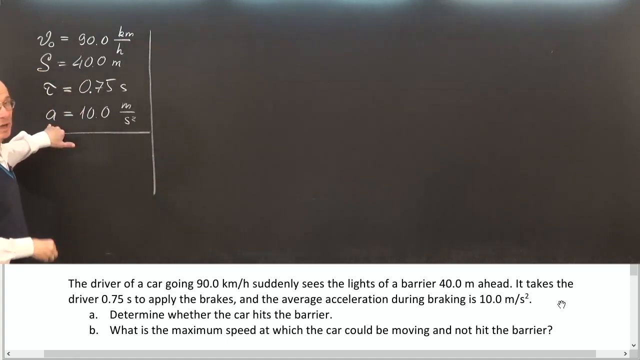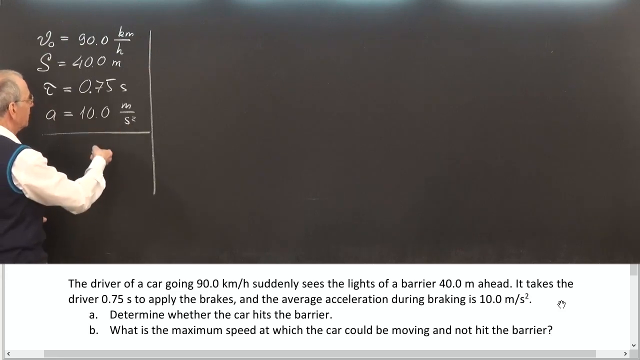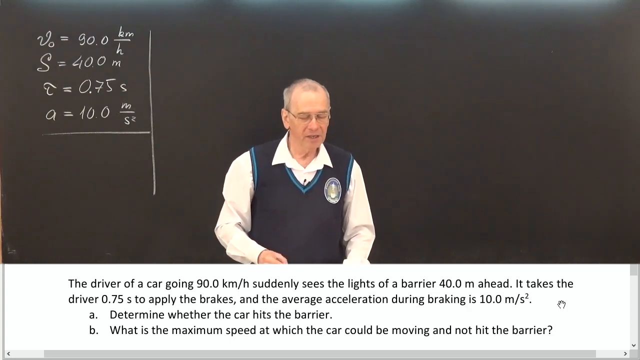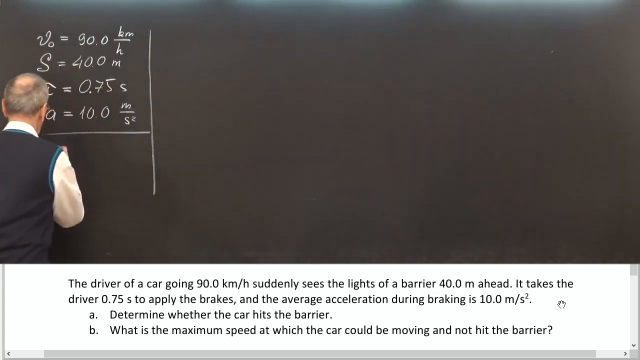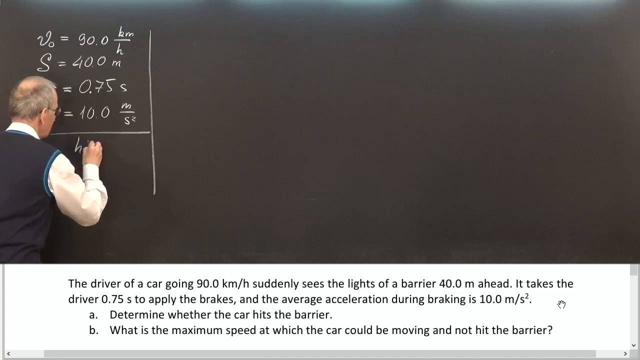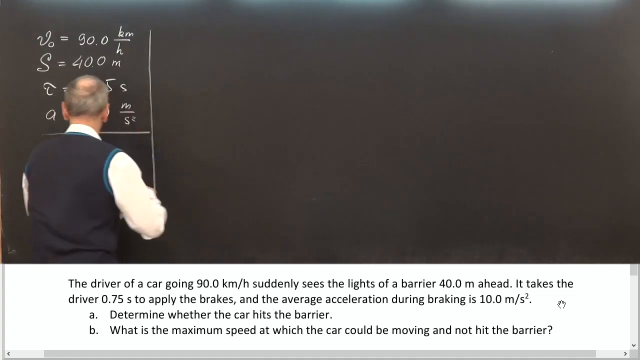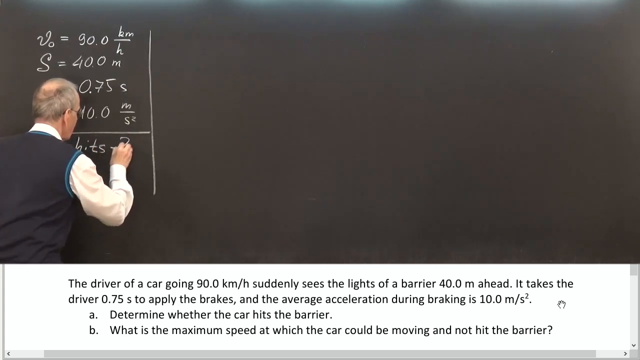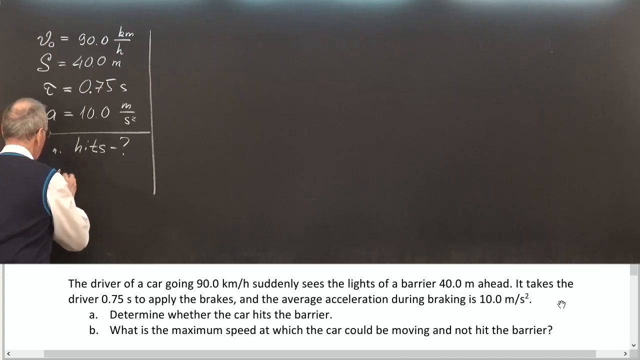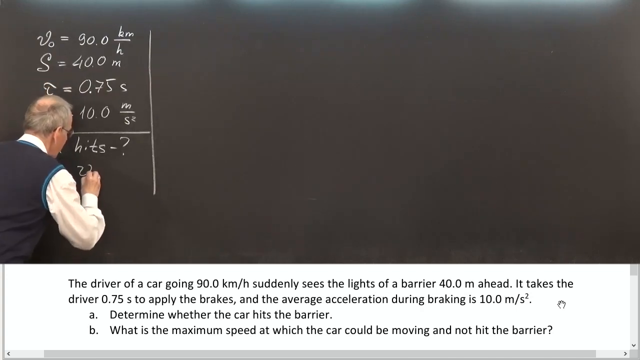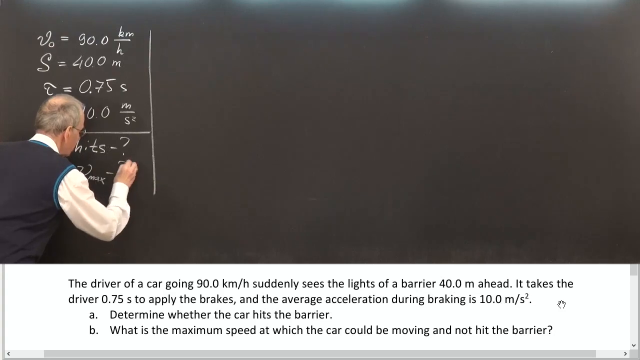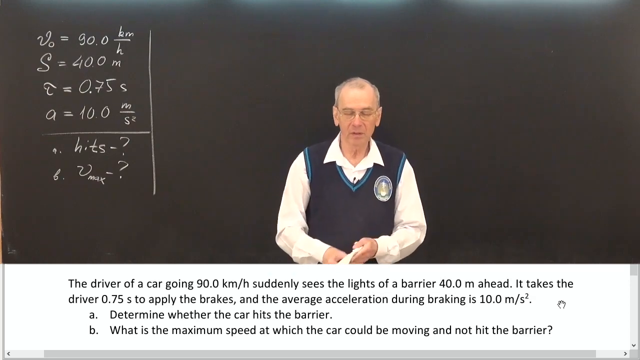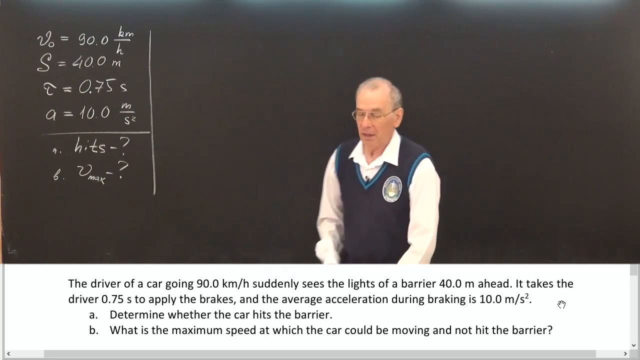A is the magnitude of the acceleration vector. The car decelerates. Well, A. Determine whether the car hits the barrier. A. Hits or doesn't. And B. Let's find V maximum, the maximal speed at which the car could be moving without hitting the barrier.